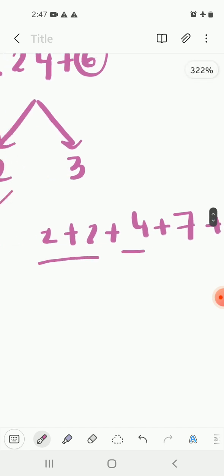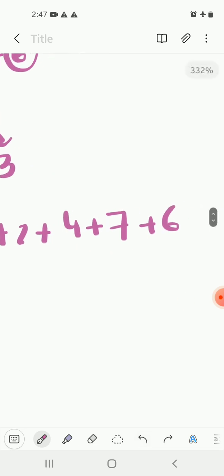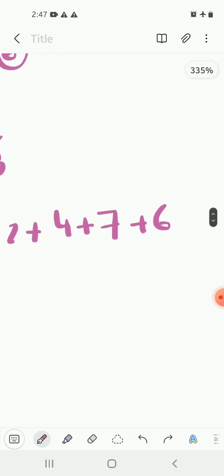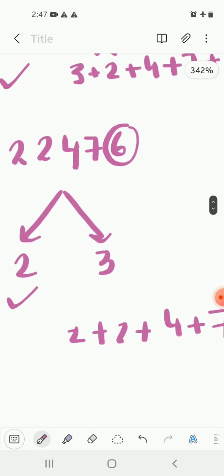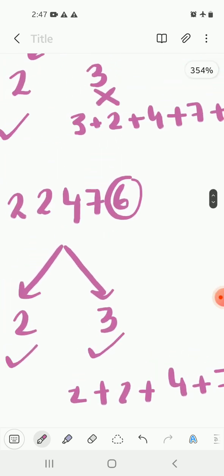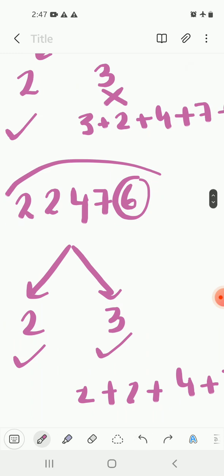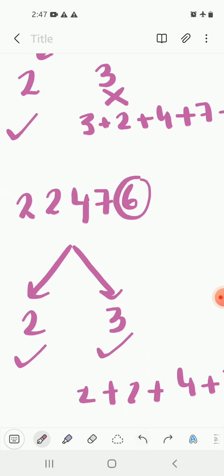2 plus 2 is 4, 4 plus 4 is 8, 8 plus 7 is 15, 15 plus 6 is 21. So 21 we find in 3's table, so this is divisible by 3. So the whole number will be divisible by 6 because it is divisible by both 2 and 3.